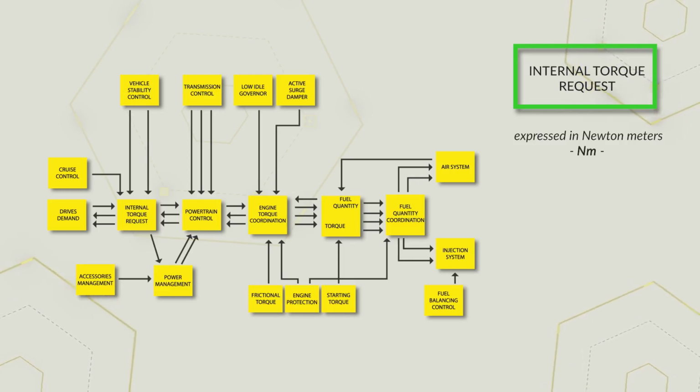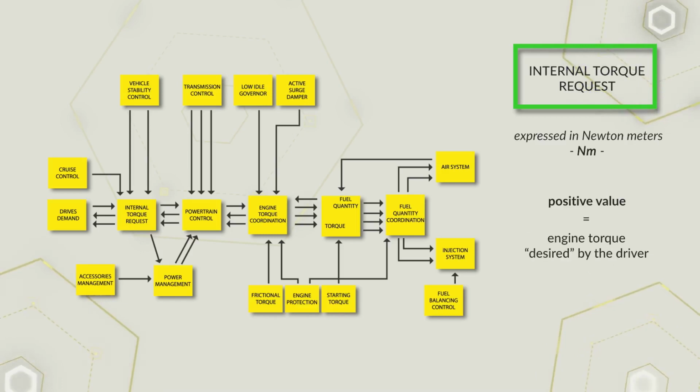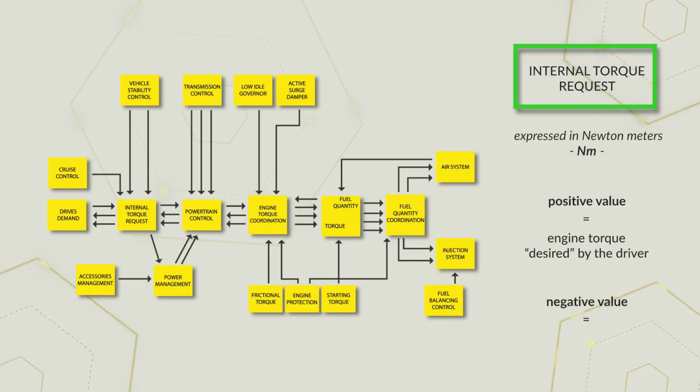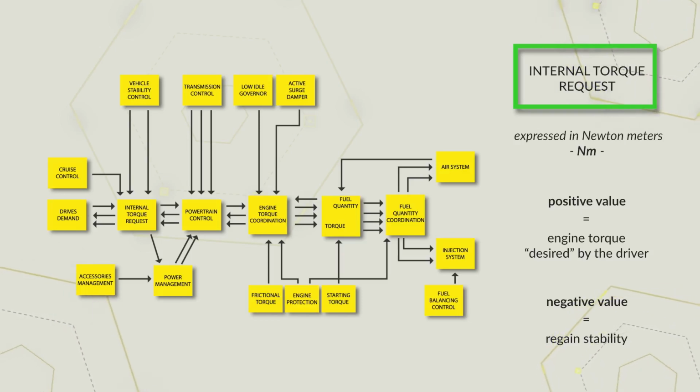This value can be positive or negative. When positive, we have the engine torque desired by the driver and ideally delivered by the engine, such as the torque requested through the accelerator pedal. When negative, on the other hand, the desired engine torque will be decreased to regain stability, such as in dangerous driving conditions. If the vehicle stability control starts automatically, it will also provide values expressed in Newton meters to the internal torque request block, but instead of positive, they will have negative values.